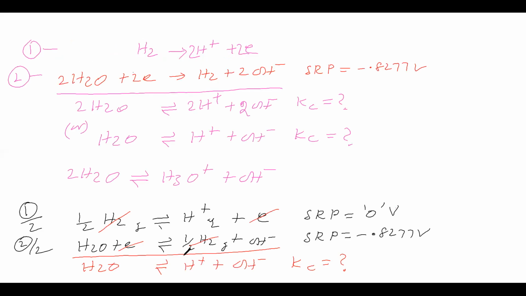E naught cell, for this we want E naught cell. This we can say as anode, this we can say as cathode. So E naught cell is how much? It means SOP of anode plus SRP of cathode. That we will take. That is called E naught cell.